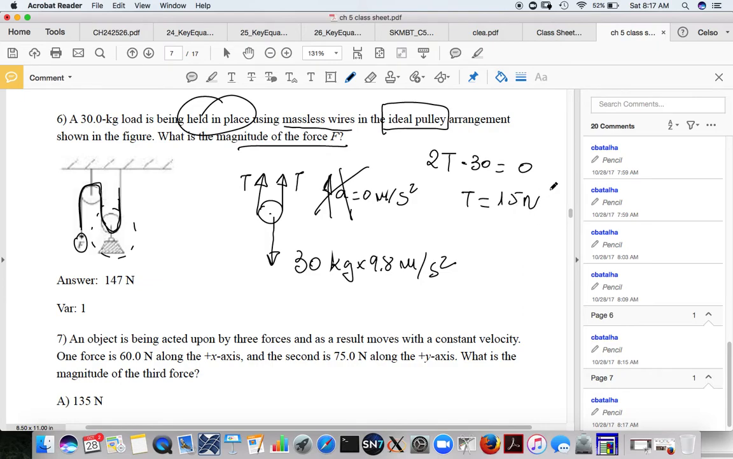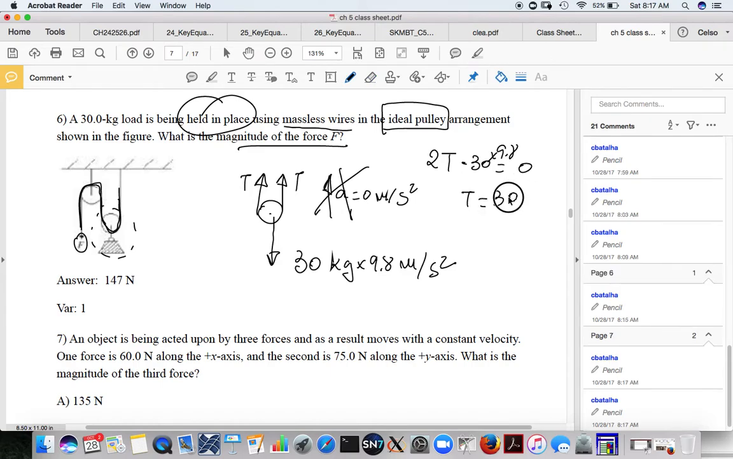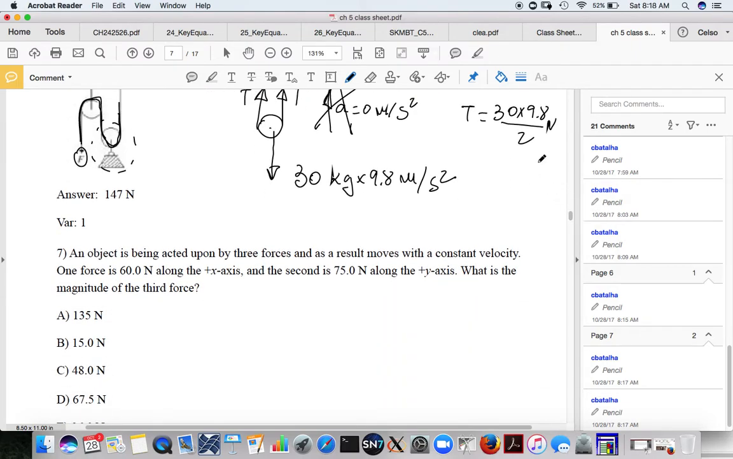T is equal to 15 newtons. Oh, what am I saying? 30 times 9.8, I forgot. So 15, wait a second. So T is equal, yeah, let's not be so massive. So T is equal to 30 times 9.8 divided by 2 newtons. Then you should find something that is a little bit less than 150 newtons.